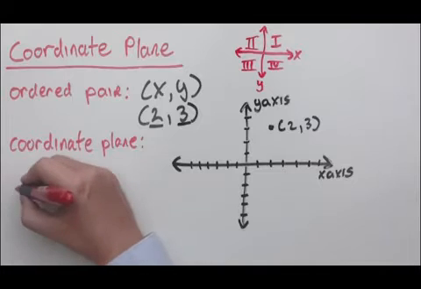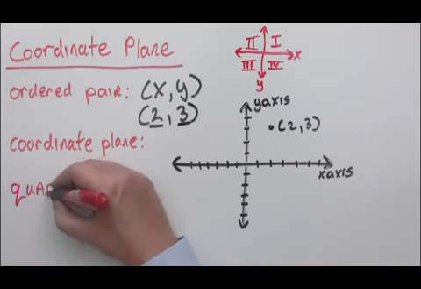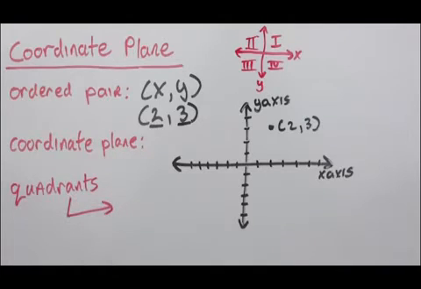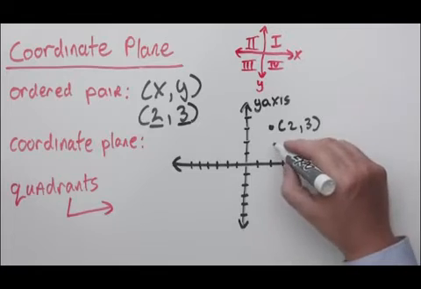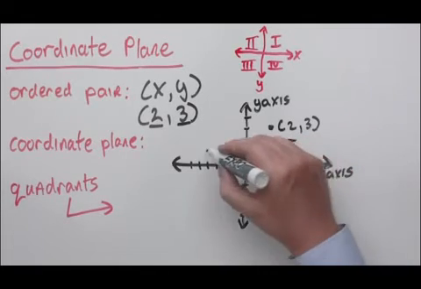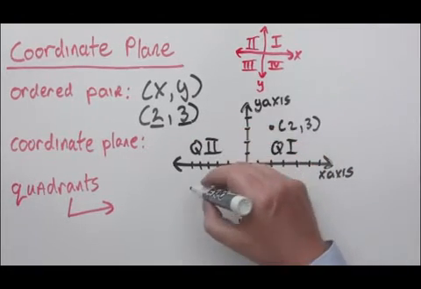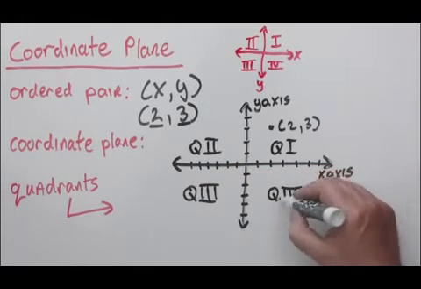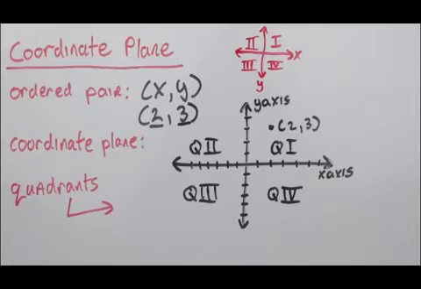The coordinate plane also has what's called quadrants. You can see that there are 4 quadrants on this. There's quadrant 1, which is the top right hand corner. Quadrant 2, top left. Quadrant 3, bottom left. Quadrant 4, bottom right. Great.